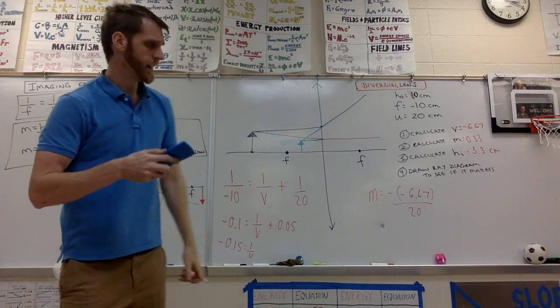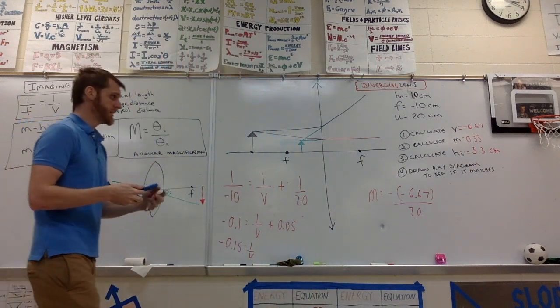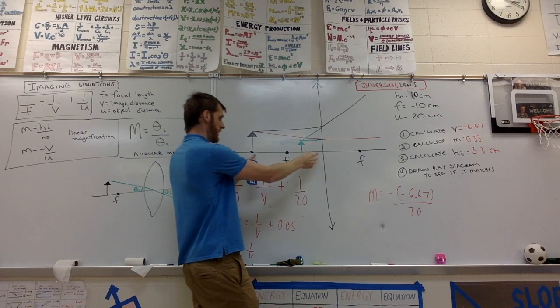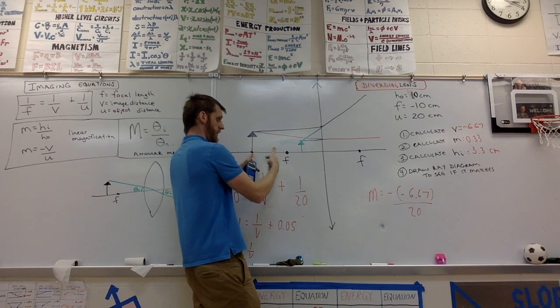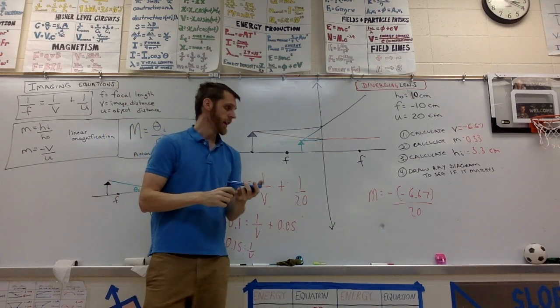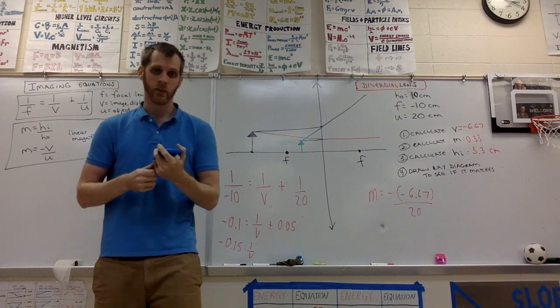So does our ray diagram match that? Yes, it does. The distances are all matched up. This is about 6 centimeters. If this is 20, this is about 1/3 of that for the distance, and the height's about 1/3, and it's upright. So we did get a positive magnification.